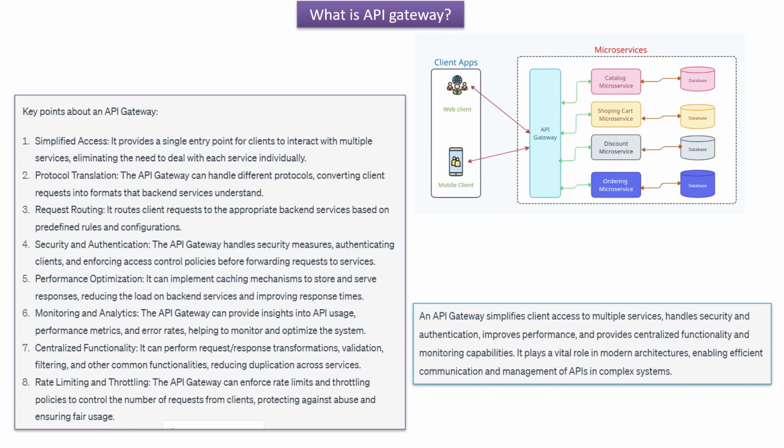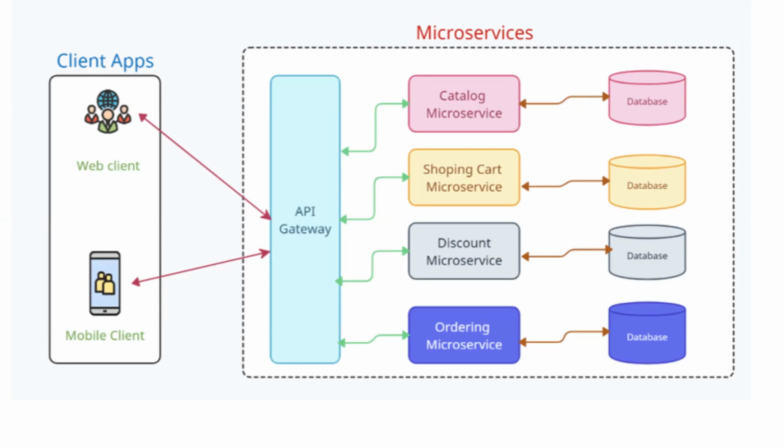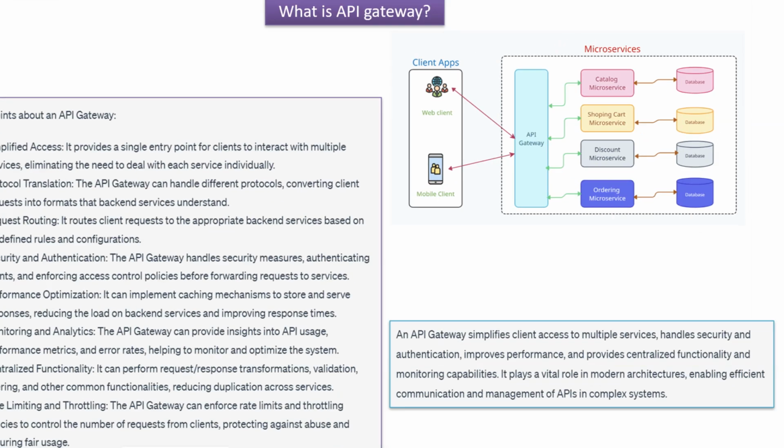Fifth point is performance optimization. API gateway can implement a caching mechanism to store and serve responses, which reduces load on the backend services and improves response times. And sixth point is monitoring and analytics. API gateway can provide insights into API usage, performance metrics, and error rates, and it helps to monitor and optimize the system.